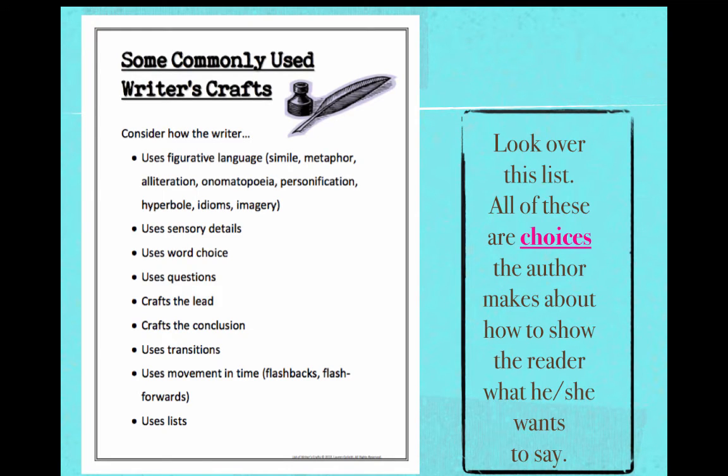Remember that when we look at author's craft, we are looking at the choices the author makes as a writer about how they're going to tell the story. So we're going to consider figurative language. We're going to consider sensory detail. We're going to consider word choice. We're going to consider lead and conclusion. We're going to consider transitions and sentence structure. We're going to consider how we get forward in time, where we move forward and how we go back.